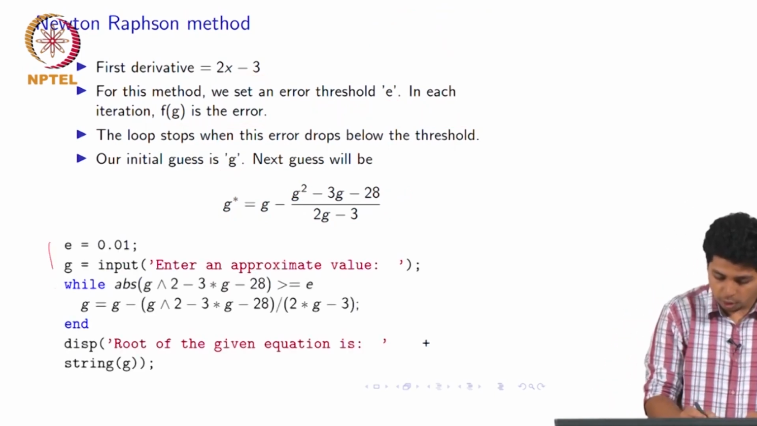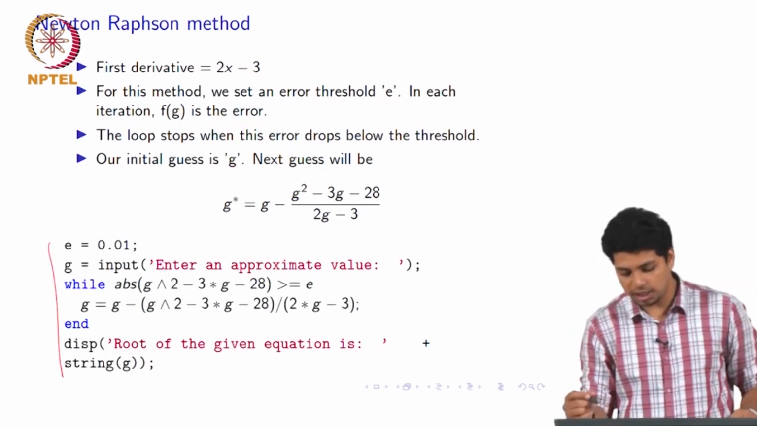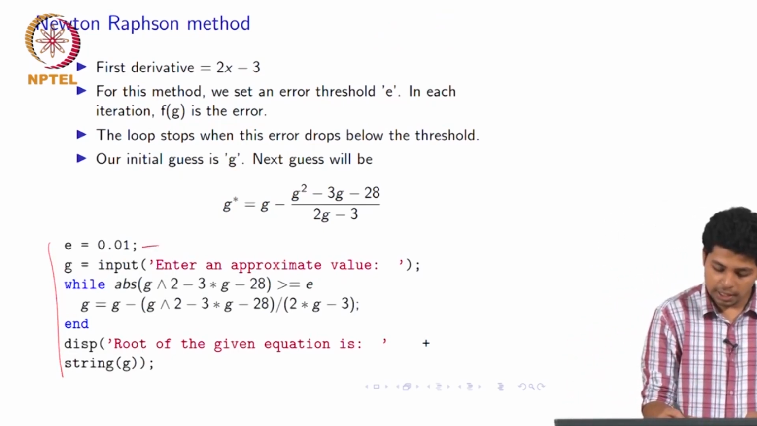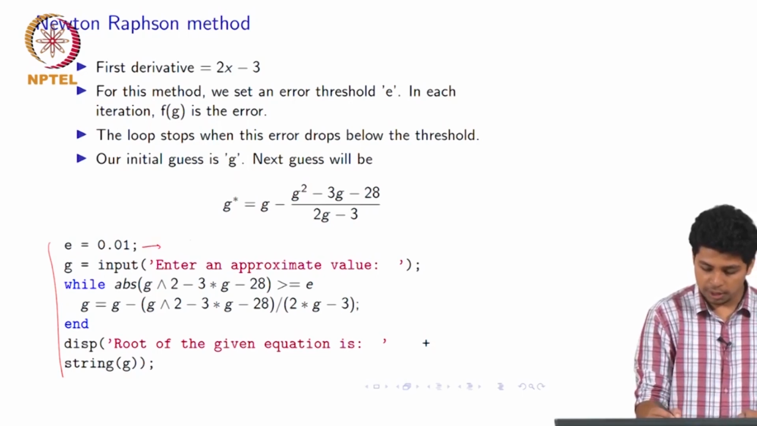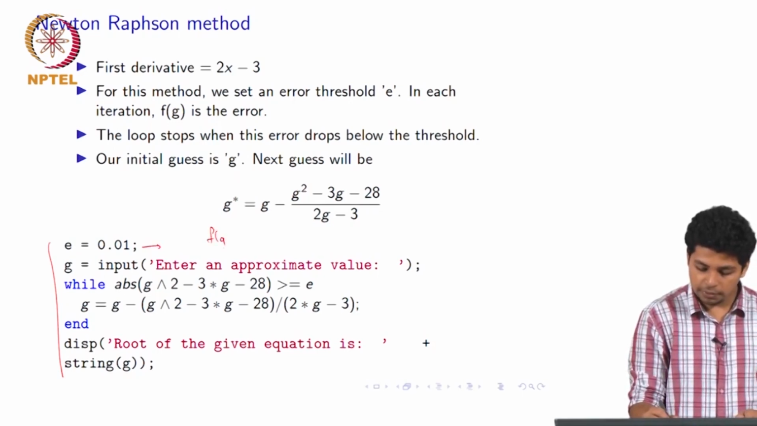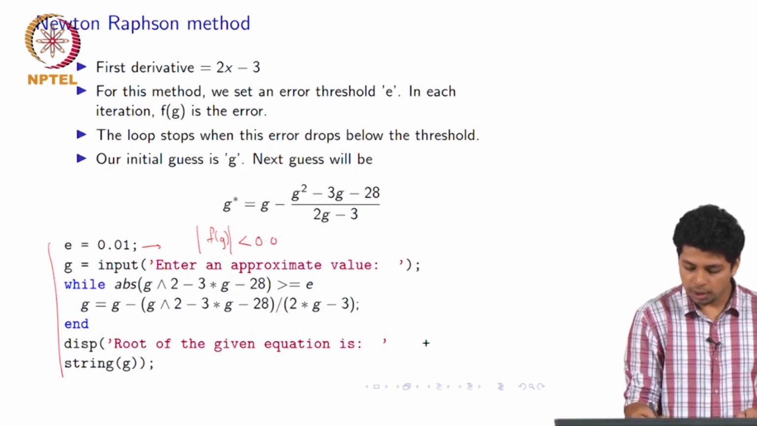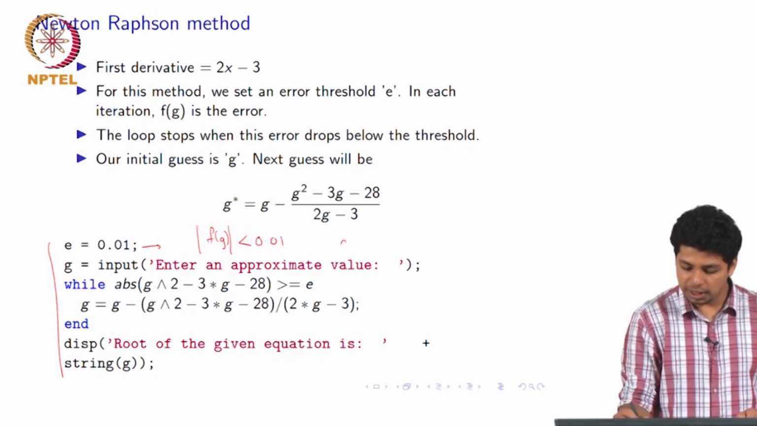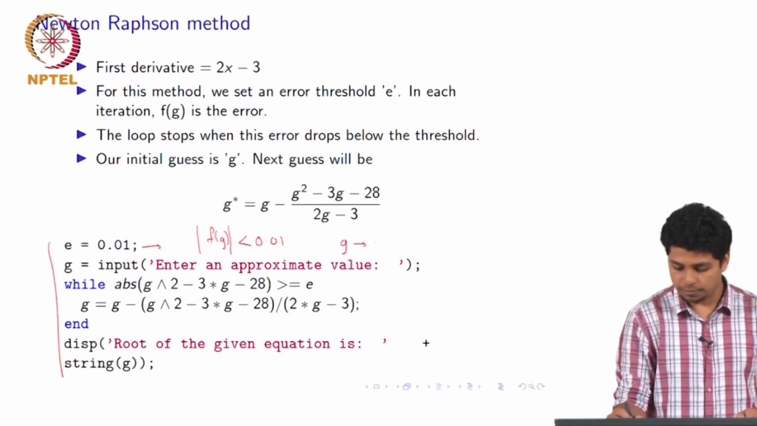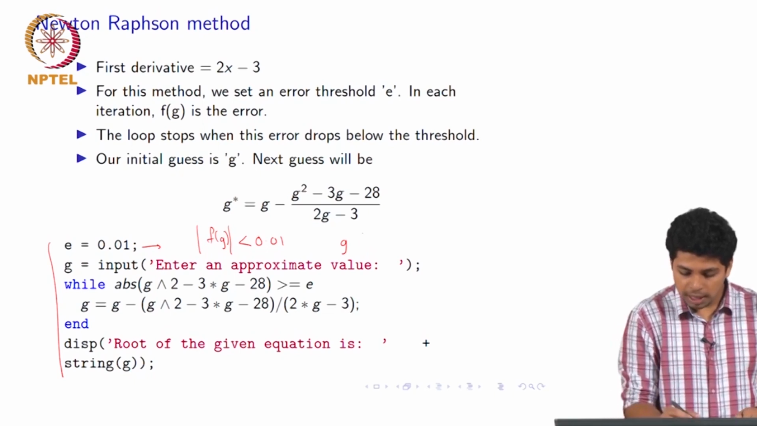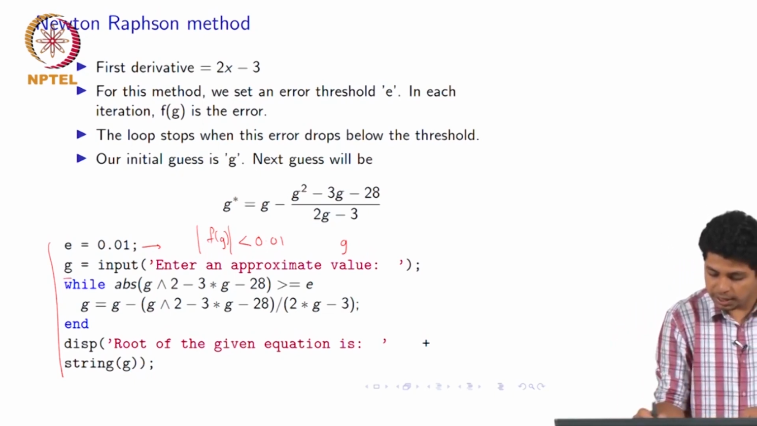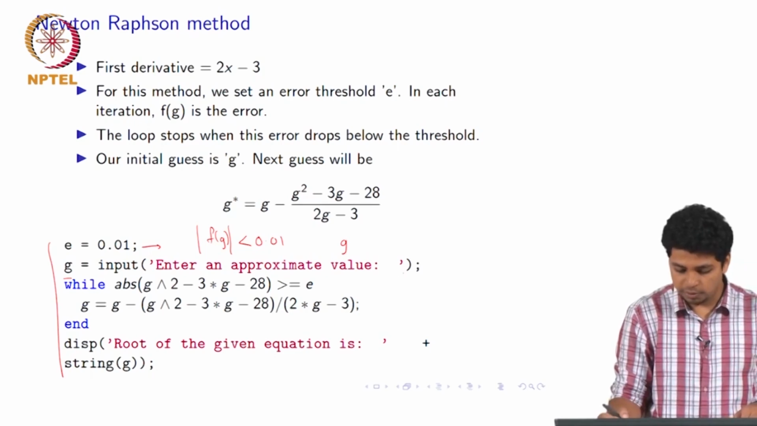Now this is the code that we put for the Newton-Raphson method in Matlab. So say our error threshold is 0.01. So if the absolute value of f of g for any particular guess falls below 0.01, we will accept that particular g as a solution. So that is why we set a threshold, and then we put a statement g, and we take the input for the first value for the initial guess.